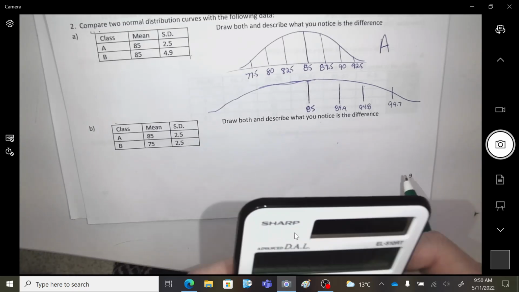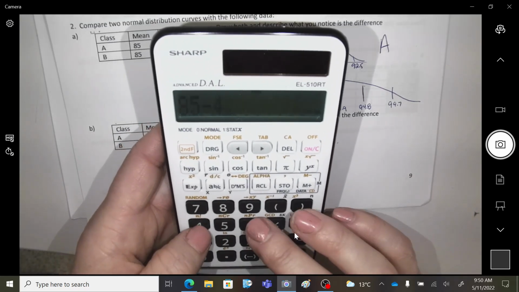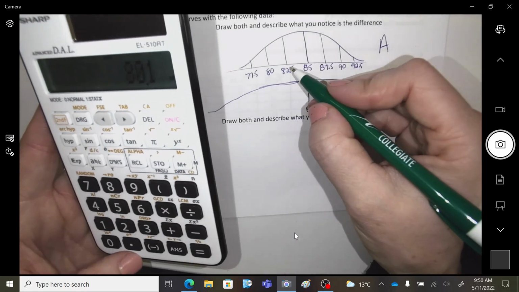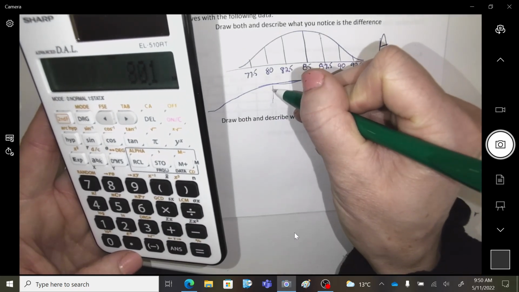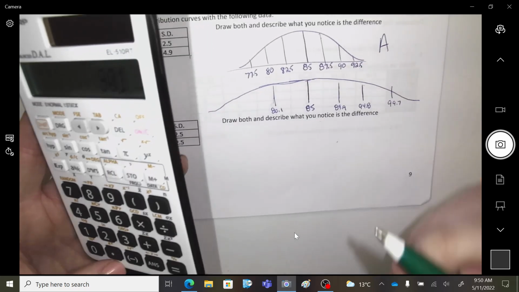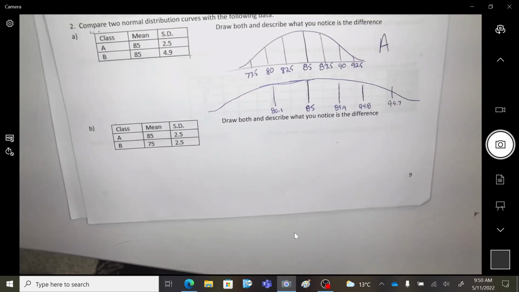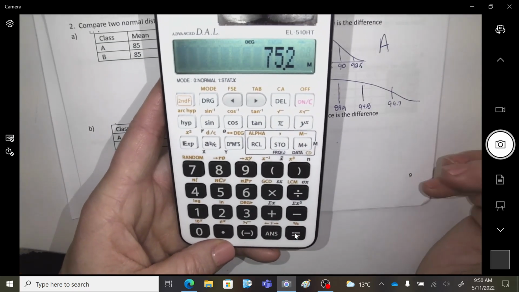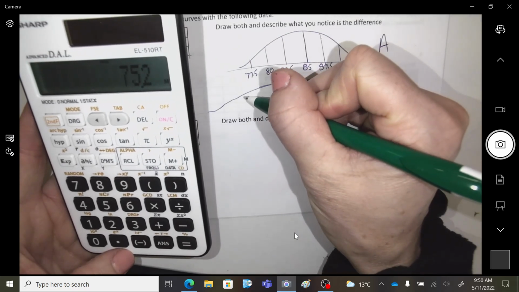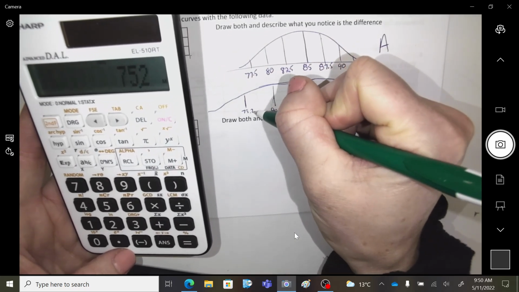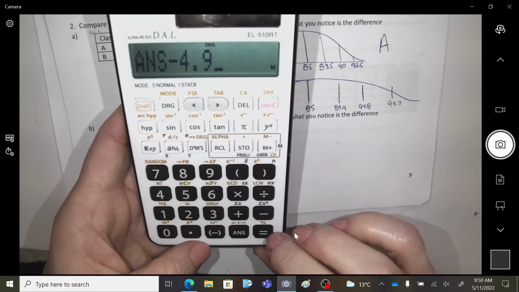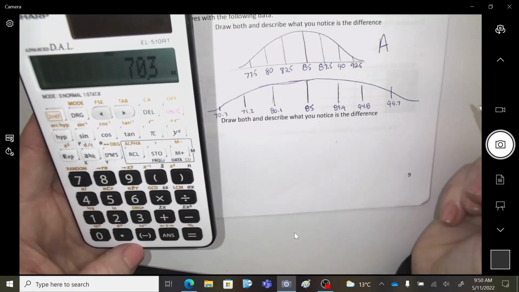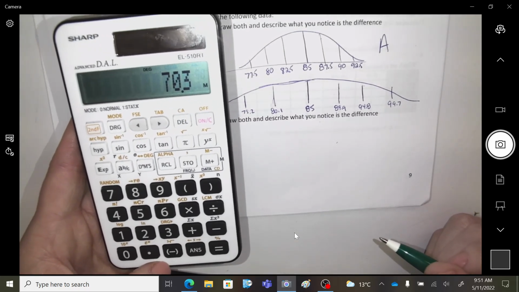Okay, on to the other side. So 85 minus 4.9, 80.1. Minus 4.9, 75.2. Minus 4.9, 70.3.